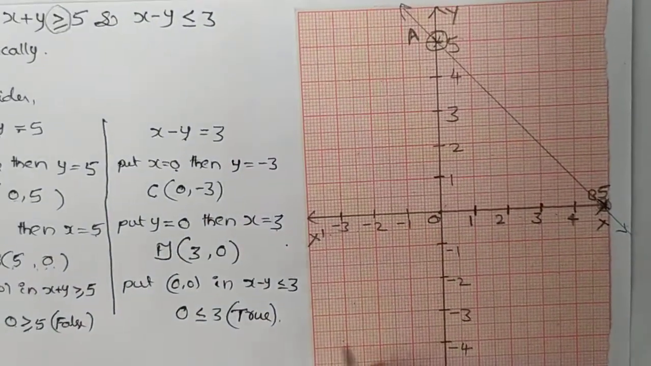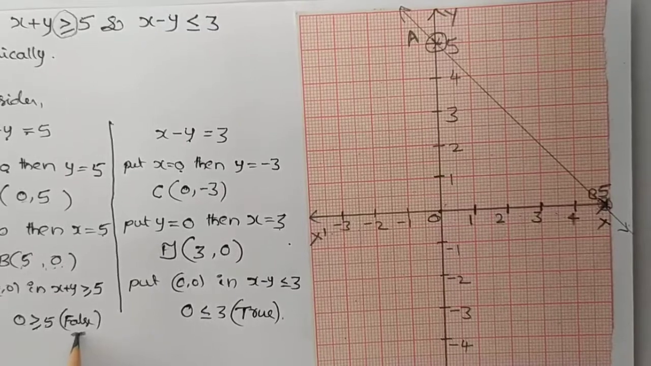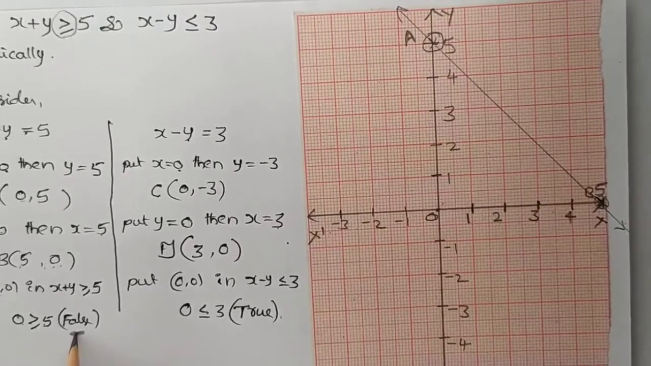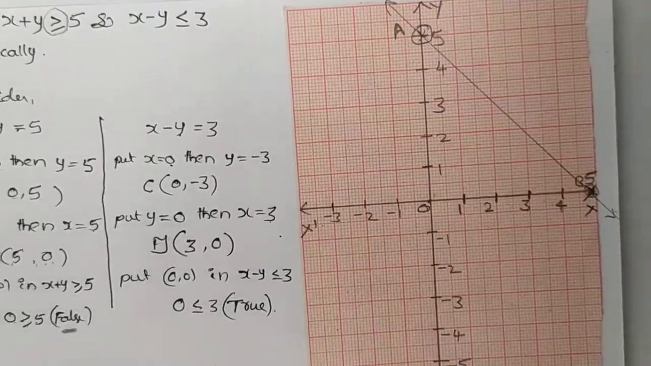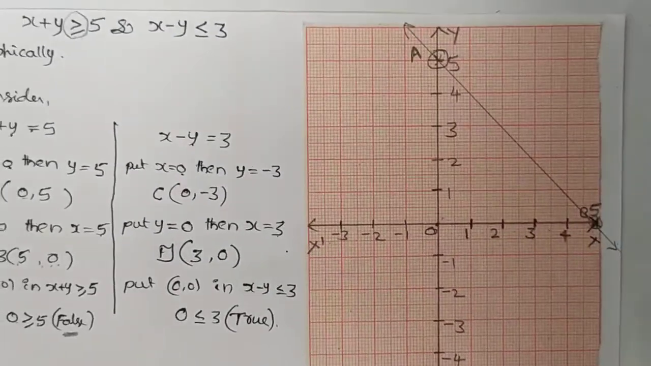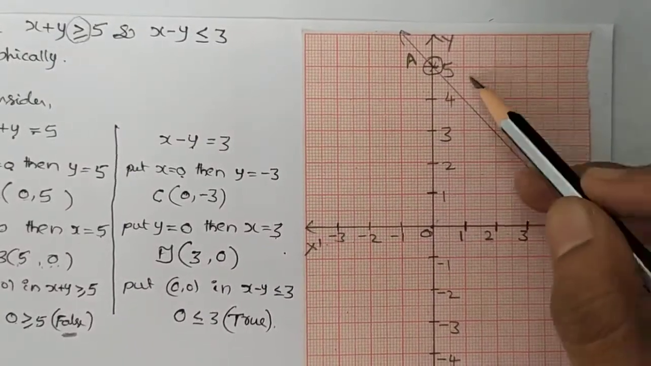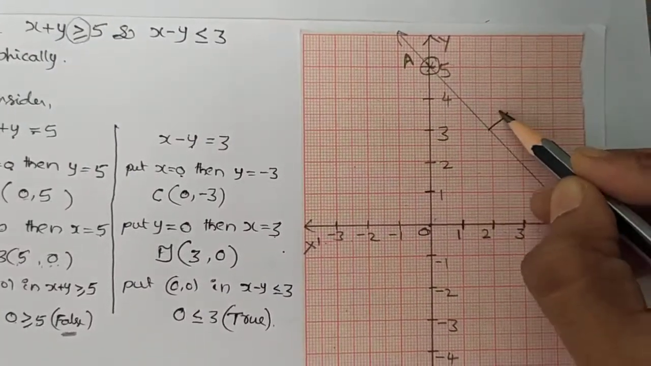Next, this first inequality says the result is false. If it is false, where do we have to shade apart from the origin? Here we have to shade, isn't it? Here we have to shade. So the solution will be like this.